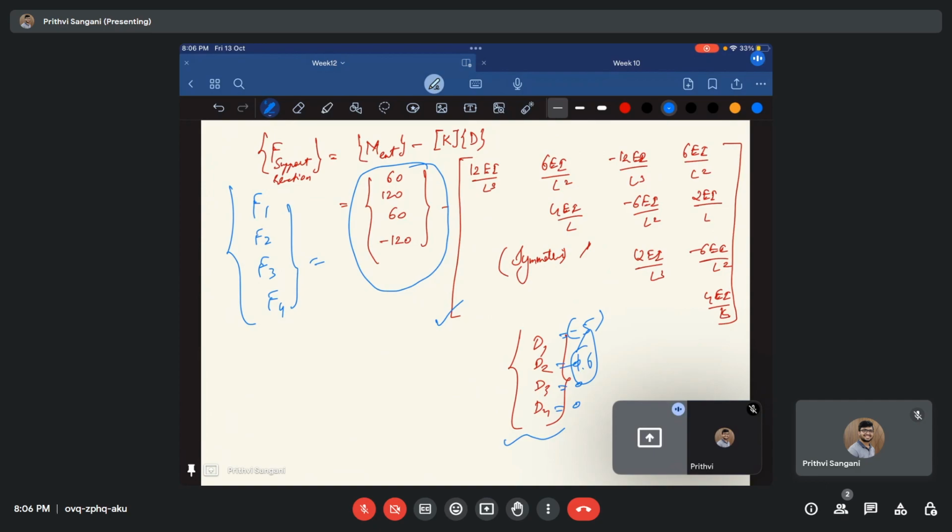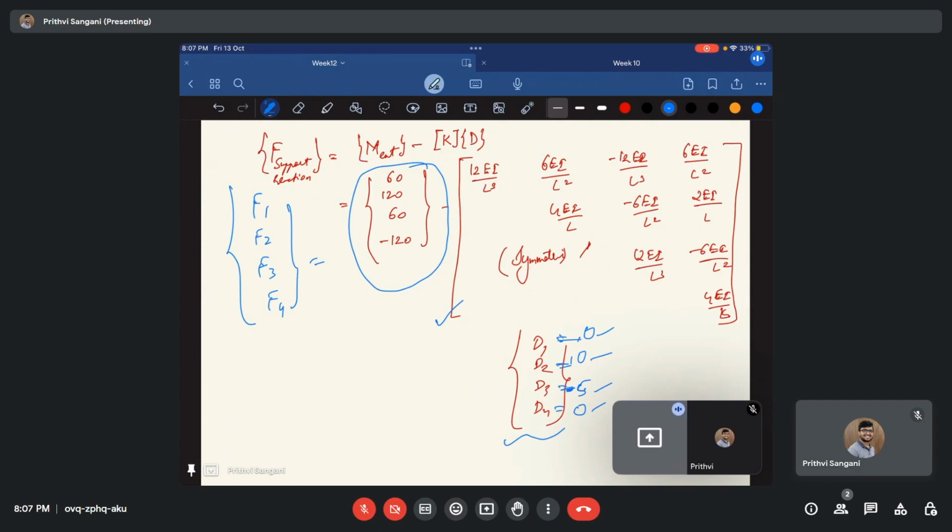So in case B, D1 is going to be 0 because there is no settlement. Oh, I'm sorry, I made a mistake. Please correct this. D1 is at A, D2 is also at A, D3 is at B, and D4 is also at B. D1 is 0, D2 is 0, D3 is going to be minus 5, because D3 is the degree of freedom at location B, and that is settling down, so that's why it's minus 5.